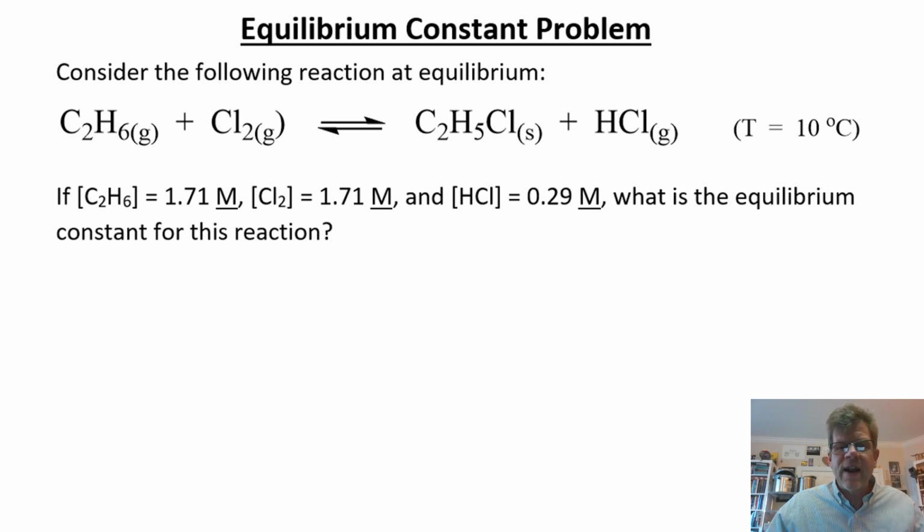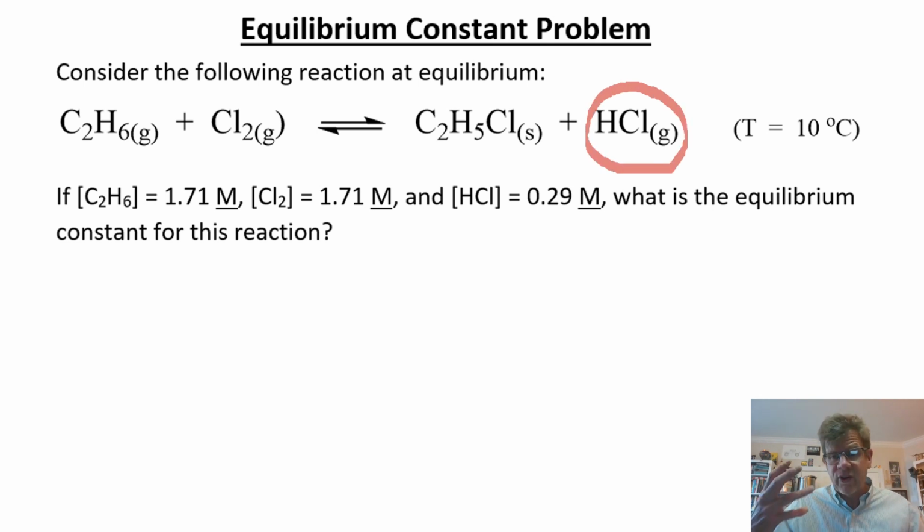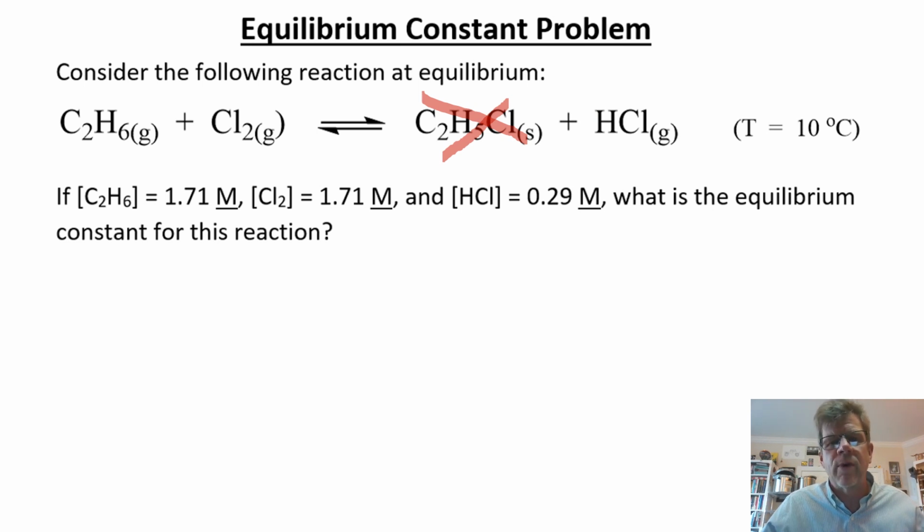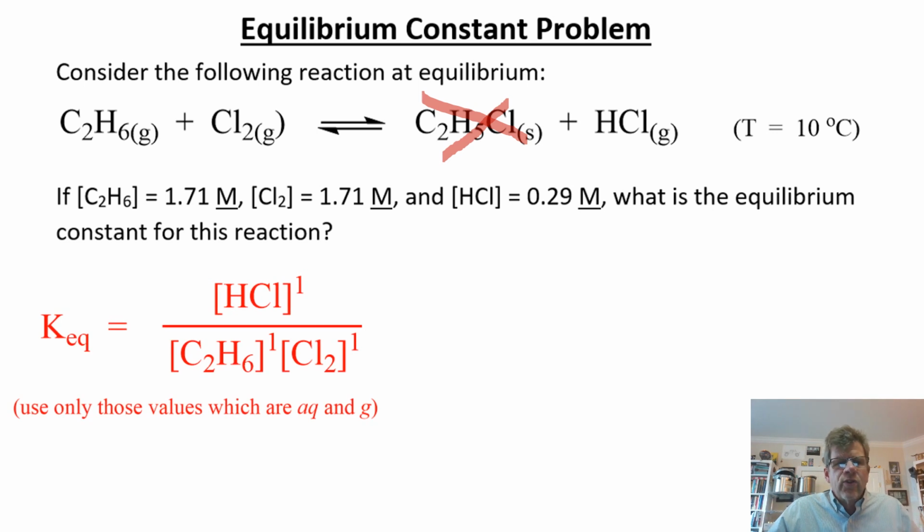Thus, our entire product profile that's going to be recognized and plugged into the KEQ equation is just HCl, because it's gaseous. Gaseous is a state where we do include that. We don't include this C2H5Cl in any way, shape, or form, and we'll see that as we move forward. So this is how we would set up our KEQ equation.